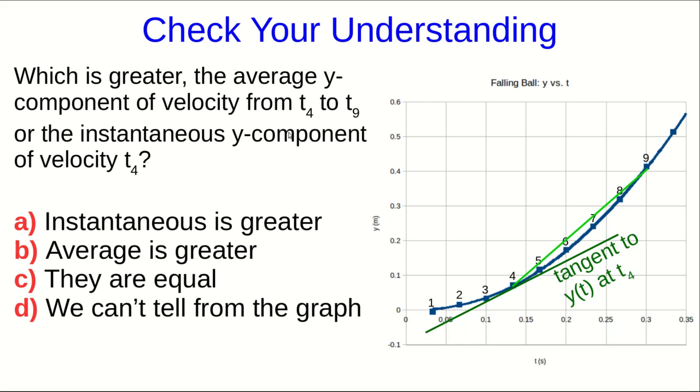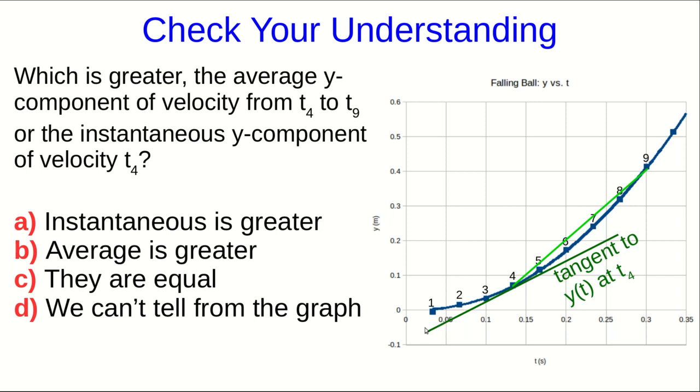Here's the question that I ended the previous part of this lecture with, and note that I've given you all the information you need in the graph. This light green line that directly connects the point at t4 to the point at t9 is what we would use to get an average y component of the velocity. We just take the slope of this line. That's the straight rise over run from this point to this point.